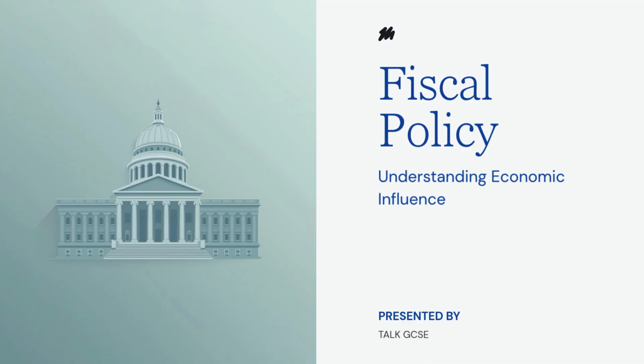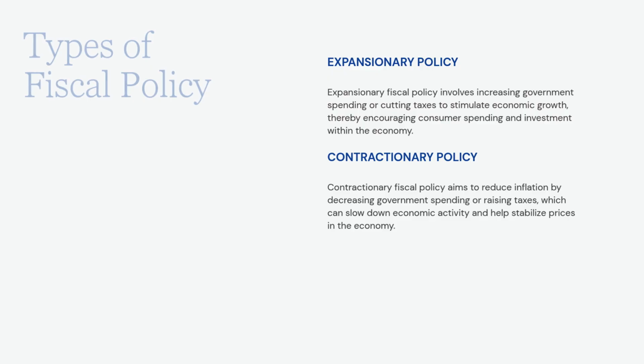This video is specific to fiscal policy for A-Level Economics at Edexcel. Now, what is fiscal policy? Let's talk about this. There are two types of fiscal policies. Expansionary fiscal policy, which is used when the economy is slowing down. The government increases spending or cuts taxes to boost the demand.